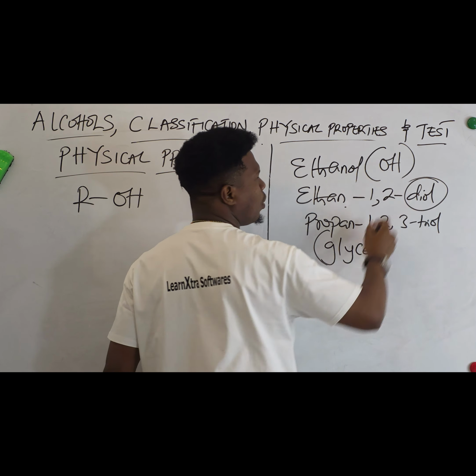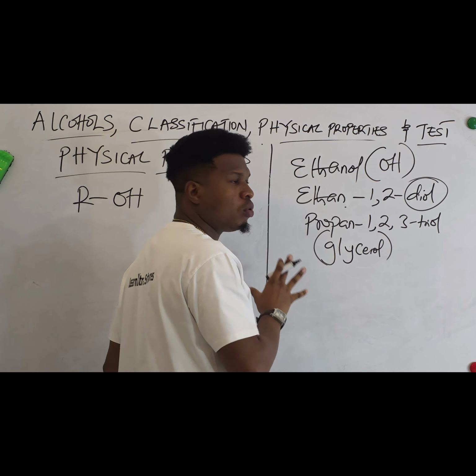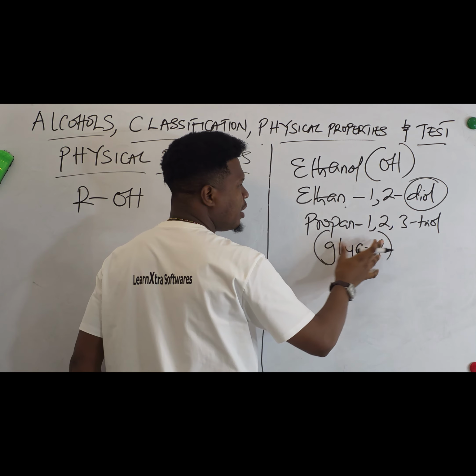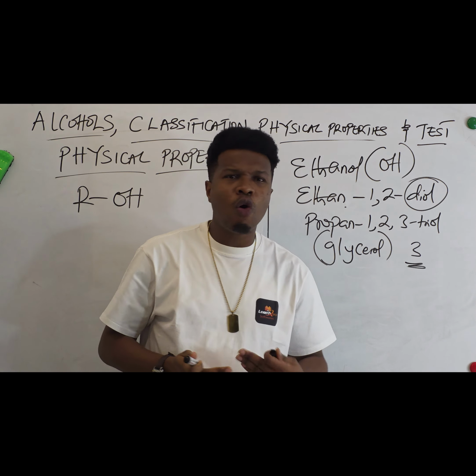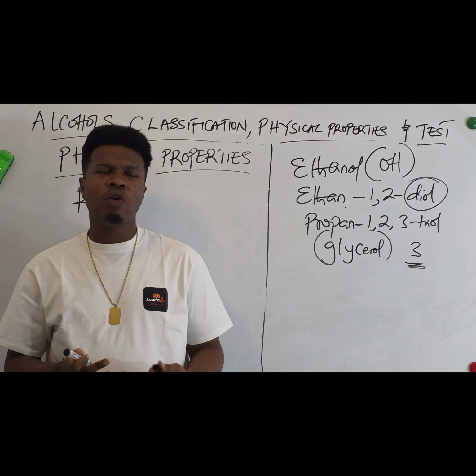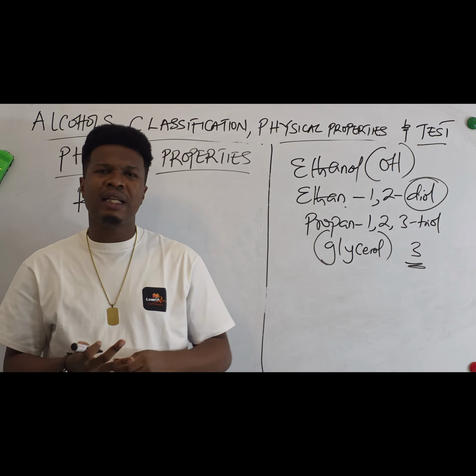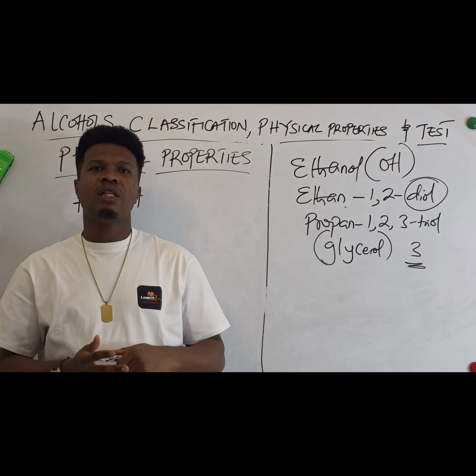So that's why it ends with diol. Diol means OH group is 2, while triol means that the OH group here is what? 3. So the amount of the OH group increases the viscosity. So the higher the hydrogen bonding in the alcohol, the more viscous the liquid is.